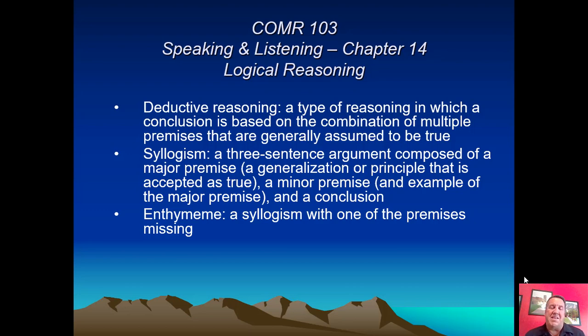Deductive reasoning. This is a little bit different than inductive reasoning, as you can see by the slide here. It's a conclusion that is based on the combination of multiple premises that are generally assumed to be true. So they may not be true. It doesn't have the scientific method piece of it, but it's close, is basically what it's boiling down to. And then you also have syllogism and enthymeme. That's a tough word, but that's a syllogism with one of the premises missing. So again, the chapter goes in a little bit more detail about what these are.